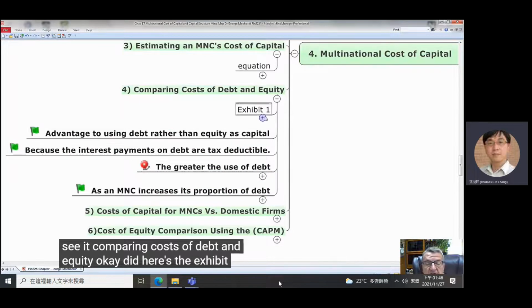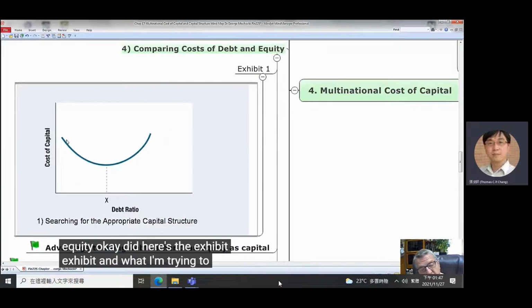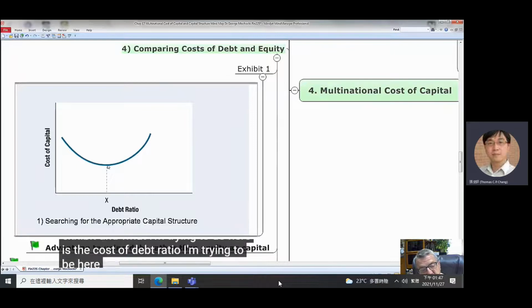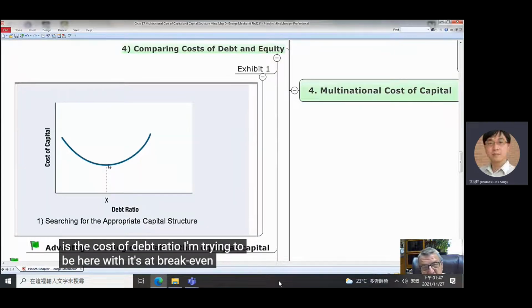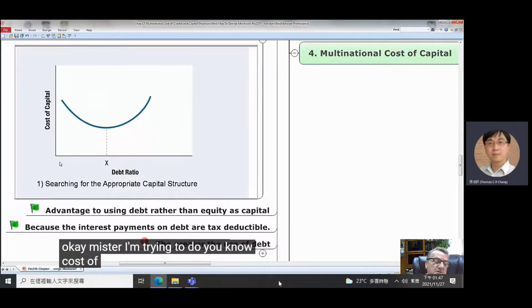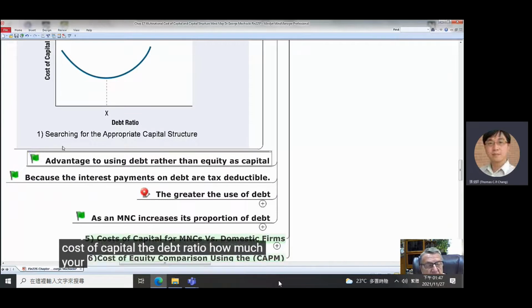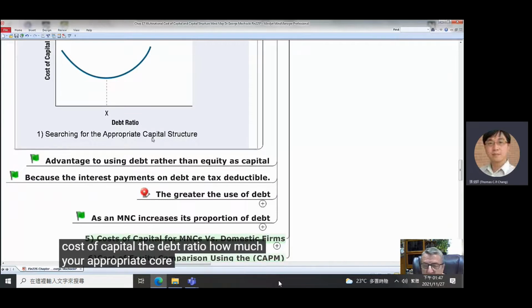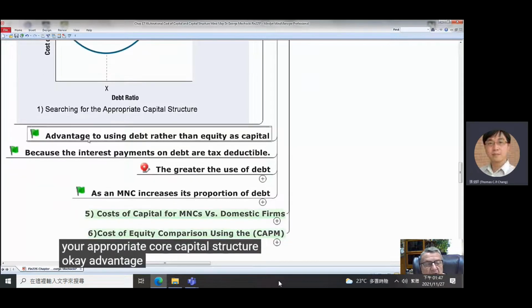Okay, here's the exhibit, and what I'm trying to do, here's the cost and the debt ratio. I'm trying to be here where it's at the break-even point. It's level. I've got to balance just right, okay? That's what I'm trying to do, cost of capital and debt ratio, how much for an appropriate capital structure. Okay, the advantage to using debt rather than equity capital. That's what we're doing.